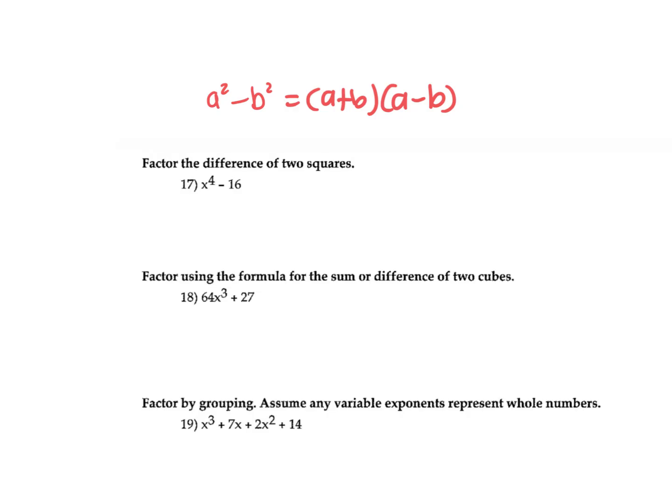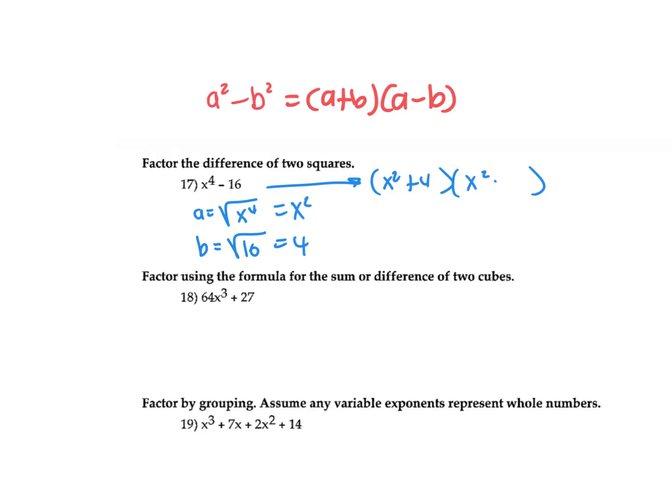Let's get this near our situation so we can clearly see what's going on. Do you remember how I said the A is going to be the square root of the first term, and the B is going to be the square root of the second term? Well, the square root of the second term is easy. That's just 4. And the square root of the first term is actually x squared. So hopefully my student watching recognizes that x squared times itself would give you x to the 4th, okay? So therefore, when figuring this out, it's going to be a plus b times a minus b, and that is, of course, x squared plus 4 and x squared minus 4.